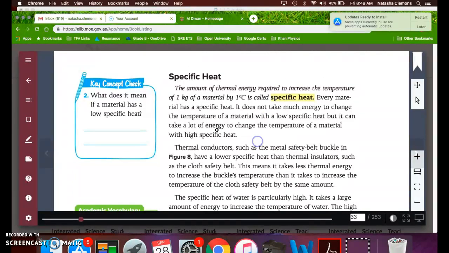Page 19, specific heat. The amount of thermal energy required to increase the temperature of 1 kilogram of a material by 1 degree Celsius is called specific heat. Every material has a specific heat. It does not take much energy to change the temperature of a material with a low specific heat, but it can take a lot of energy to change the temperature of a material with high specific heat.